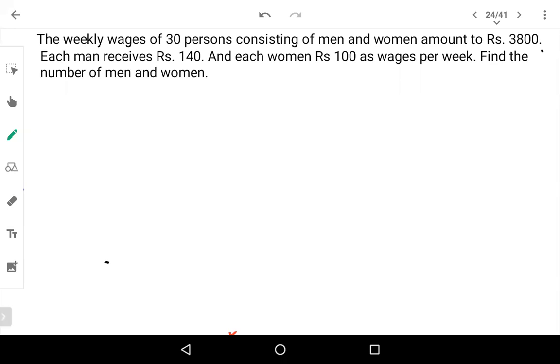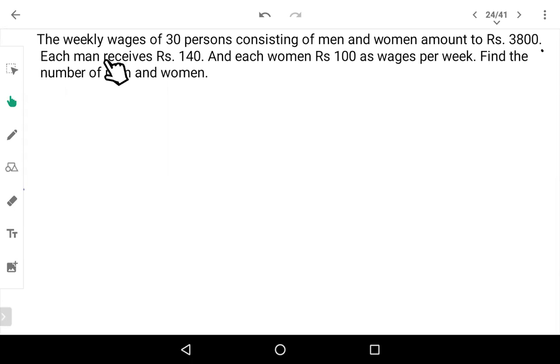So this problem, let us read the question. The weekly wages of 30 persons consisting of men and women amount to rupees 3,800. So there are people who are working, both men and women, and there are 30 of them together. And they are getting weekly wages. Now the total of weekly wages means once in a week they'll be paid, not once in a month. Every week, at the end of every week, maybe Saturday they are paid sometimes.